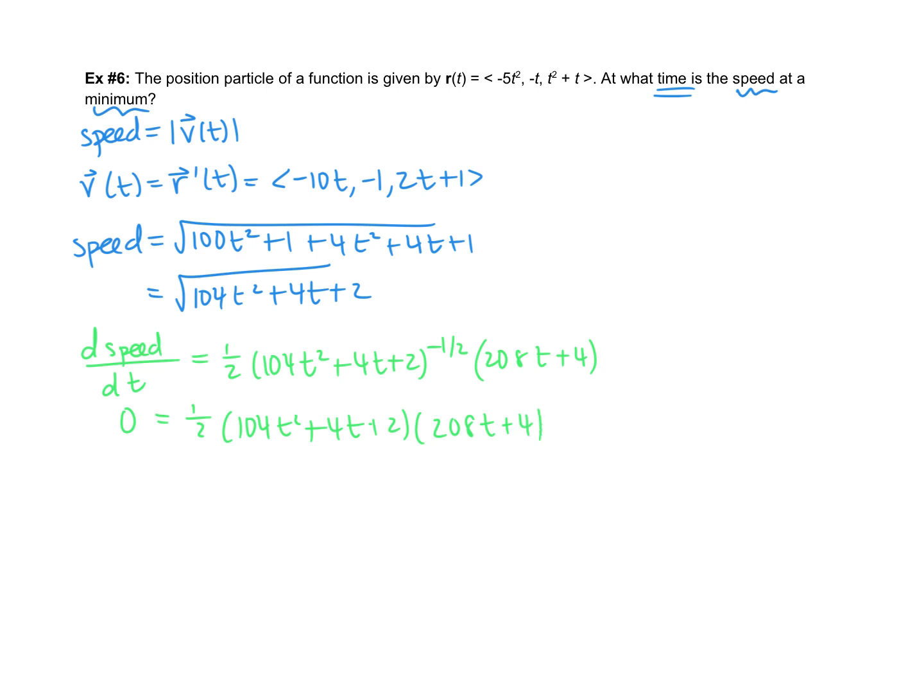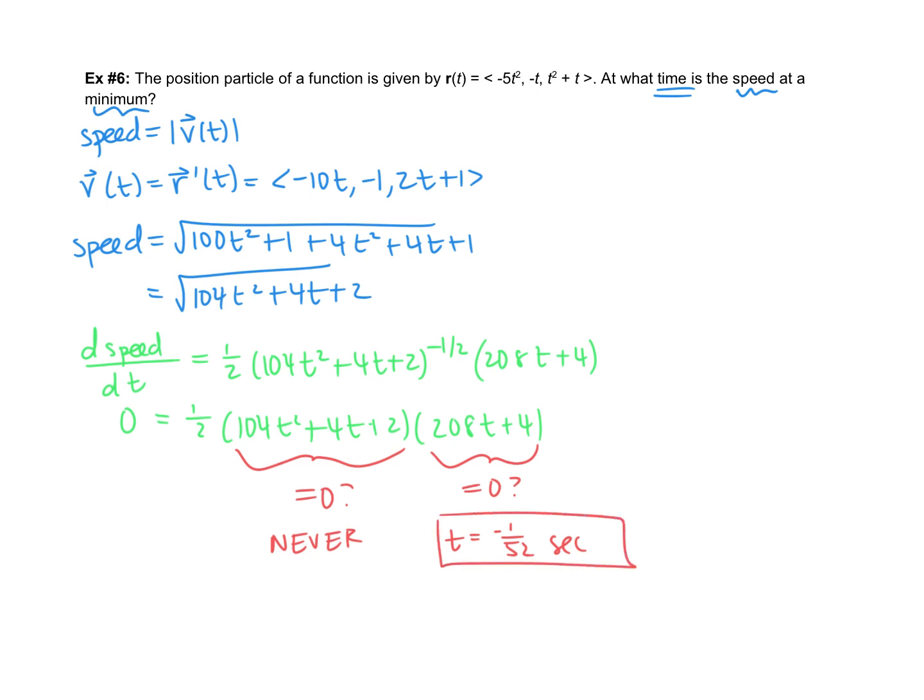Well, conveniently, this is already factored for us. So we want to know, does this factor equal 0, and when? And does this factor equal 0? Well, that first factor is never 0. The second factor equals 0 when t is negative 1 over 52. Okay, so at this point, we would say t is negative 1 over 52 seconds.